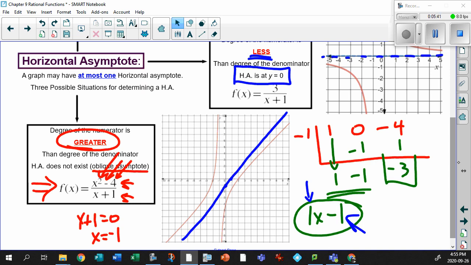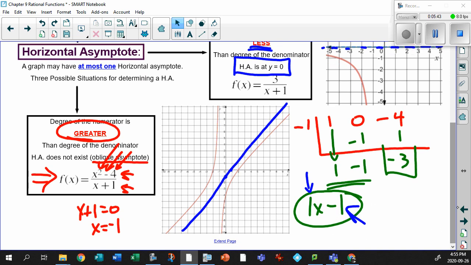I love this stuff. So what we're going to do in the next podcast is I'm going to play around with these things. I'm going to show you another type of thing that could happen. All right, so we can figure out now the vertical asymptotes and the horizontal asymptotes. We're good, right? Okay, stay tuned.